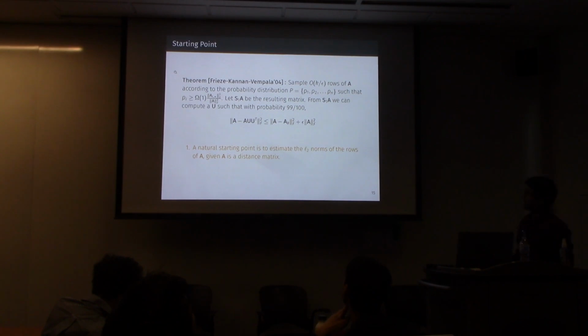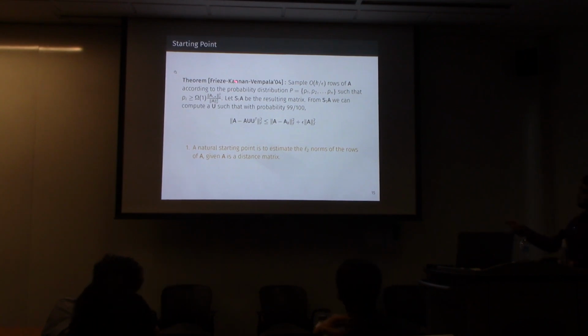Okay. Now we need an actual starting point. There's a beautiful theorem of Frieze, Kannan, and Vempala that says if I take an arbitrary matrix A and sample about k over epsilon rows of A, where I sample the ith row of A according to its L2 norm squared divided by the Frobenius norm squared, this is the relative L2 mass of this row, and I'm sampling according to this distribution.